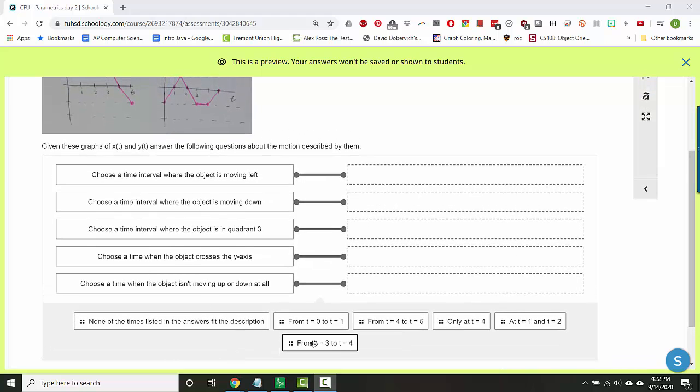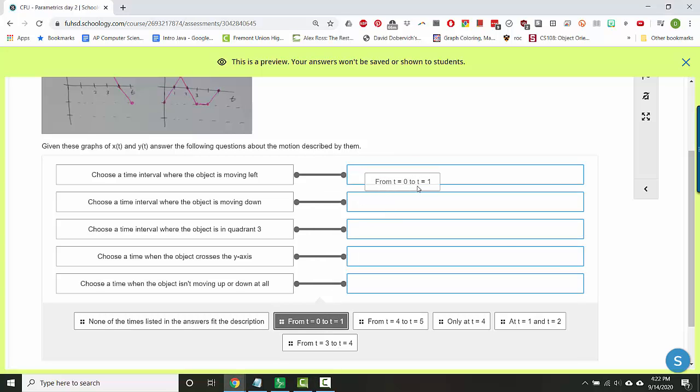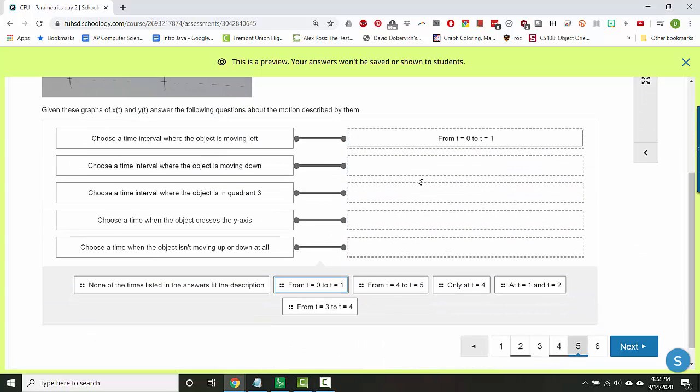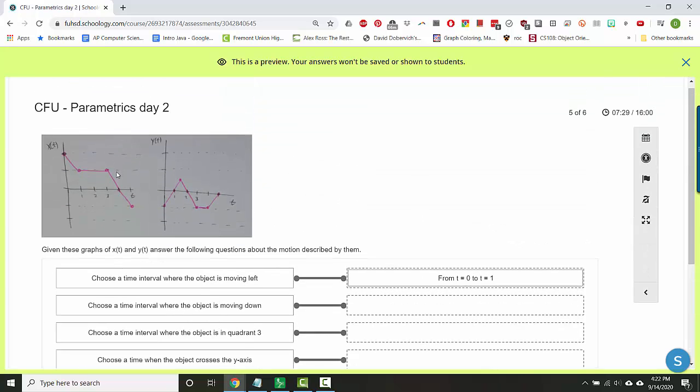So technically 3 to 4 counts, but that doesn't cover the entire interval. So I'm going to do 0 to 1 because that does cover the entire interval. If you said 3 to 4 and it marked you wrong, you can think about, like, you got that problem right because you understood what was happening.